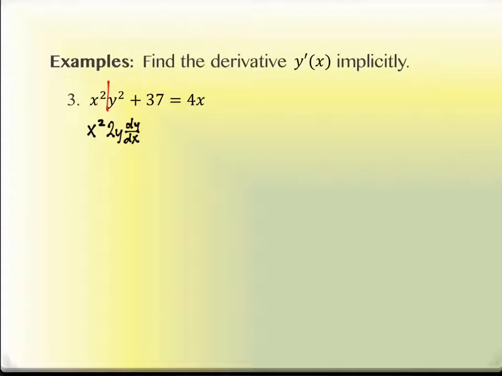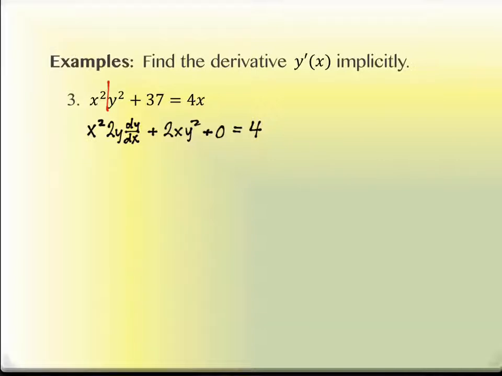You okay, Nick? Okay, fantastic. Halfway done with the product rule. The other piece is the easier piece. What's the derivative of x squared? 2x. And then I write down y squared. All right, derivative of 37, 0, equals the derivative of 4x, 4. This one's actually friendlier than the last problem. Why? There's only one dy dx.